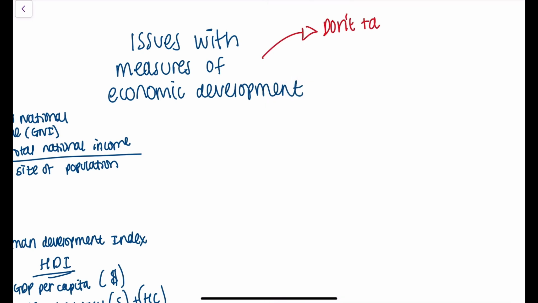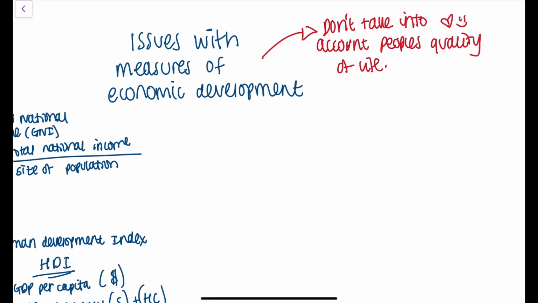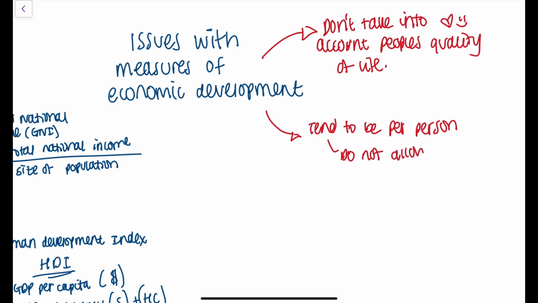However, if you take economic measures, like GNI or GDP, there's many issues with this. For example, they don't take into account people's quality of life, which is important in social terms, as development involves other aspects, not only economic. We also have that economic measures tend to be per person because they're averages, so they don't allow for extreme wealth or poverty. For example, Saudi Arabia has vast oil wealth and a high GNI, but that doesn't necessarily mean it's shared between everybody in that country.